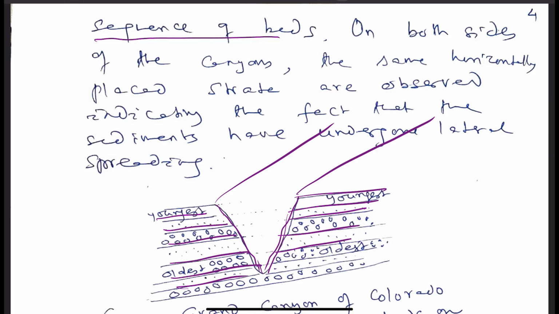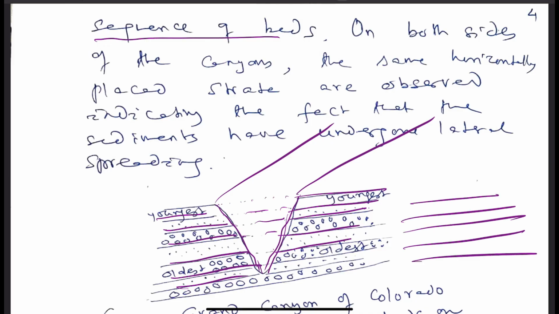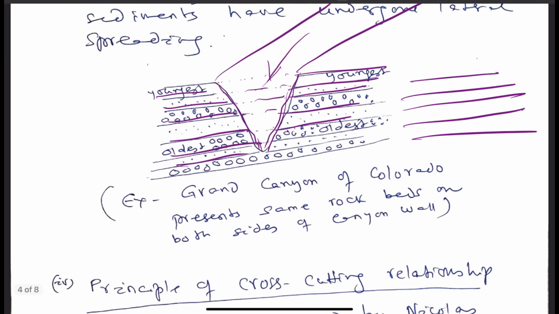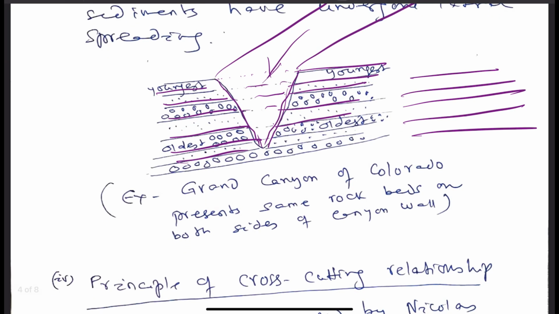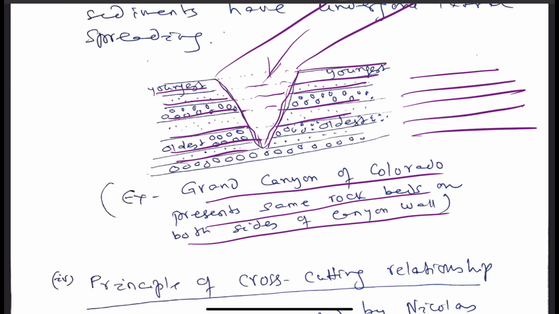So it indicates that this layer was continuing like this, and this layer was continuing like this. So this was spreading laterally, and it has been cut across by the river. Lateral spreading of sediments is a common feature. Horizontality of deposition of sediments is a common feature. And in this condition, the older rocks are always found at the bottom and younger rocks at the top. This is the Grand Canyon of Colorado, which presents the same rock beds on both sides of the canyon wall.